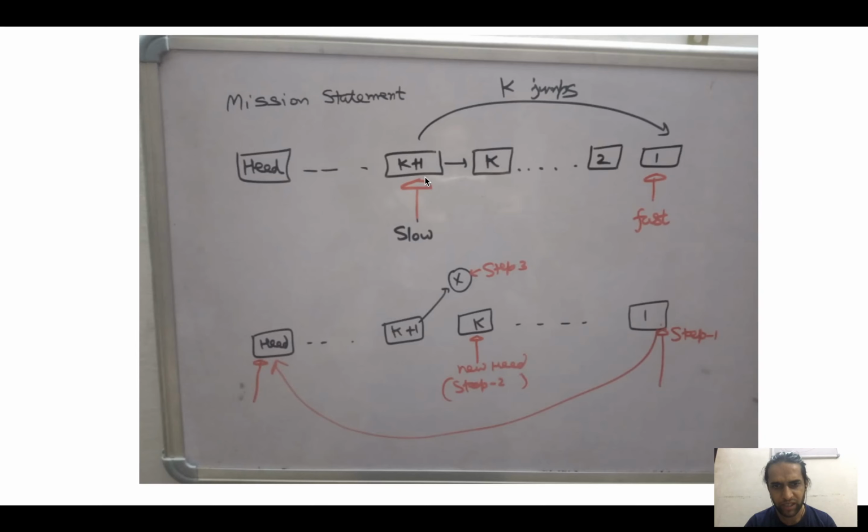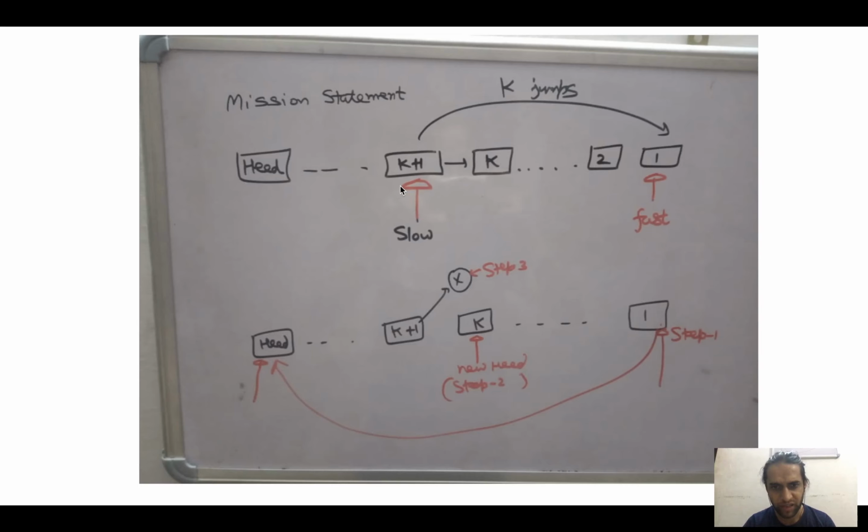If I need the k plus 1th node, I will use the two pointer approach to reach here. But how can I reach here? I need to make sure my fast pointer points at the end, so that I can change its next to the head. So these are the steps. Let's go step by step.